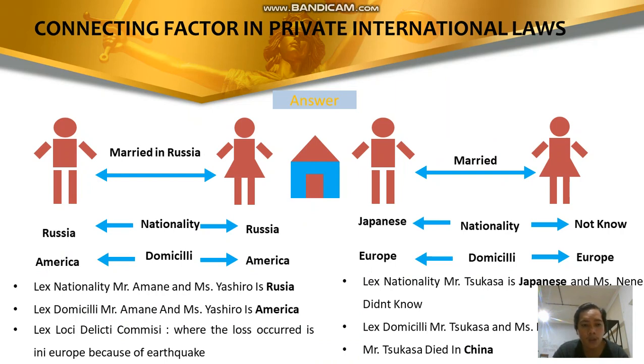Okay, the answer. Mr. Amane and Miss Yoshiro's nationality is Russia. Like domicile, Mr. Amane and Miss Yoshiro is America. Mr. Amane and Miss Yoshiro married in Russia. Lex loci delicti commissi, where the loss occurred, is in Europe because of the earthquake.